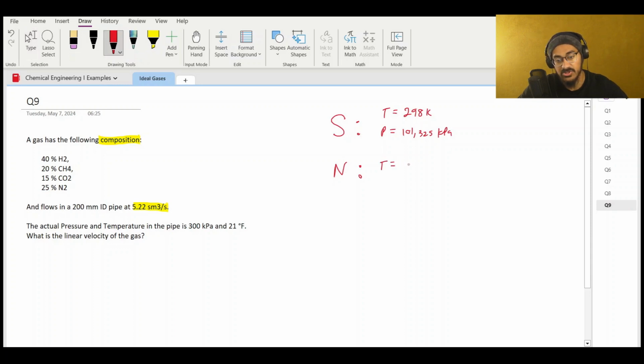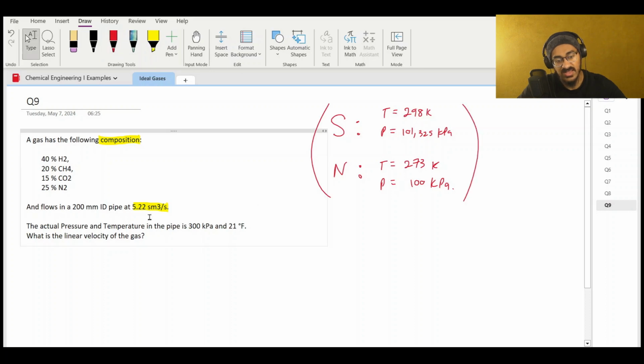And if you see normal cubic meters per second, or nm cubed per second, that's a shortcut for saying that the temperature is 273 Kelvin and the pressure is 100 kPa. That's the only thing that really matters here. So don't freak out when you see this sm cubed. I'm just telling you that it's standard and that the temperature and pressure is predefined. I'll give you a bit more of an idea about why we use this at the end of the video. Let's not overcomplicate things for now.